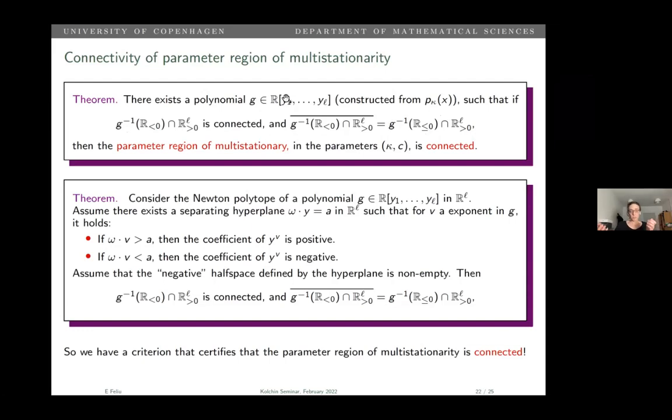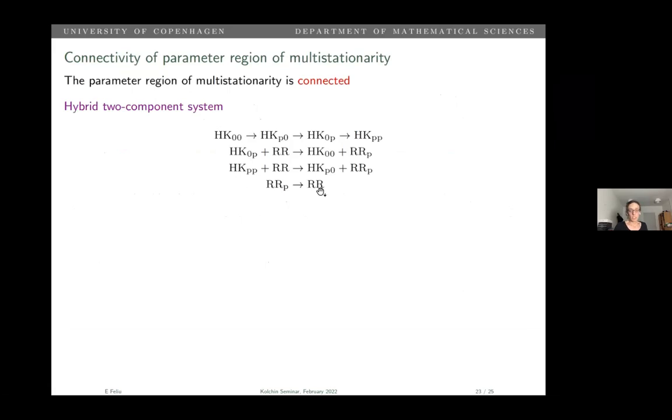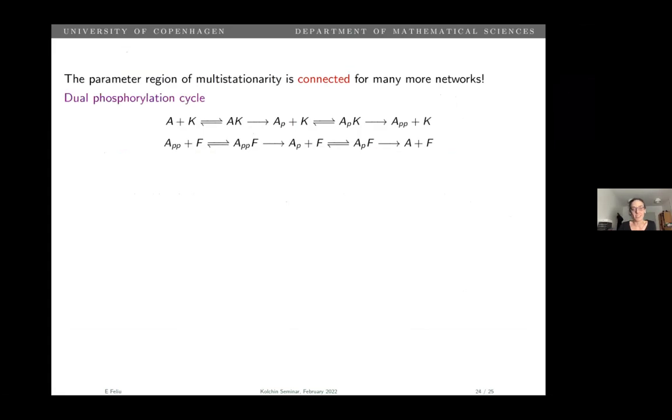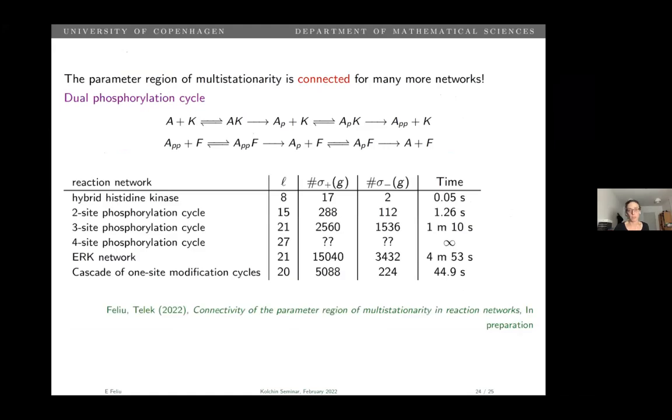But we find the g, which you can always find, it's easy. You find the Newton polytope, you see if it is separating hyperplane, that's a linear optimization problem. If there is, then your parameter region is connected. And we tested it in that beautiful network I had in the beginning with a very complicated parameter region. It's connected, good to know. I wouldn't have known how to do it from the original equations. The dual phosphorylation cycle that was part of that numerical study that suggested it was connected, it's connected. We verified that now theoretically.